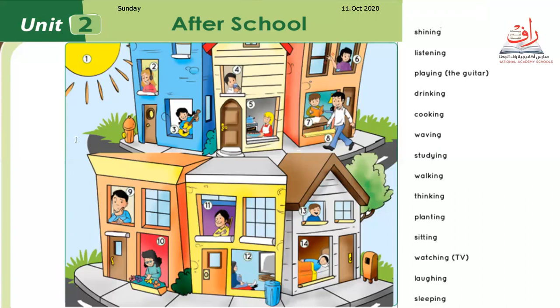First of all, what's this? Sun, good job. Sun, it's number one. Number two is a girl. What is this girl doing? Is she eating or playing, walking, listening? Yes, this is listening. She is listening. I color it listening. The girl here, listening, number two.